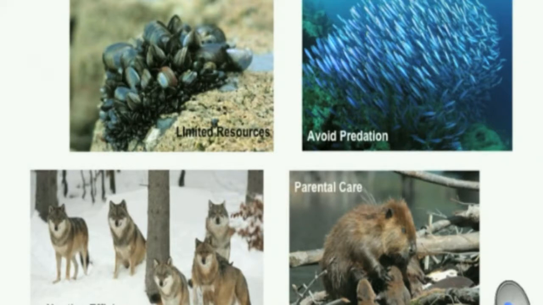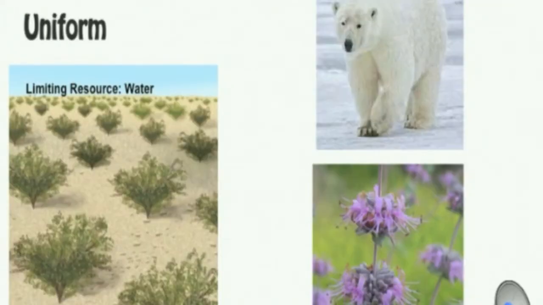Aggregated or clumped distribution is the most common type. Species may congregate around limited resources to avoid predation or to work together to catch their prey. Species may also aggregate temporarily to reproduce or to care for their young.